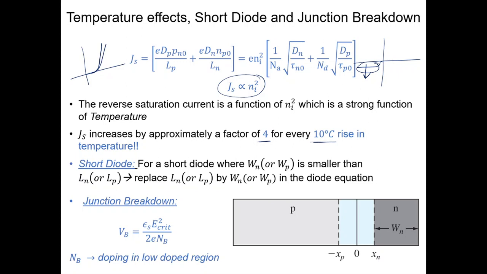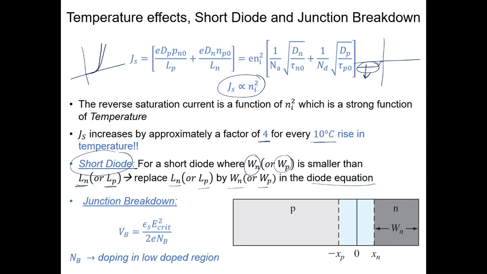Now as I said, if you have a short diode, and short diode here means that the length of the neutral region, which was Wn or Wp, is smaller than the diffusion length of minority carrier electrons or holes in those regions, then you have to replace Ln or Lp by Wn or Wp in the diode equation, and that will give you the relation for a short diode. Now you have a homework to find what happens if you make a short diode, whether the current will increase or whether the current will reduce.